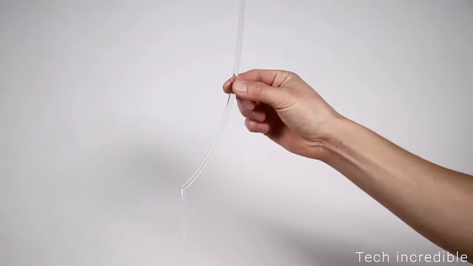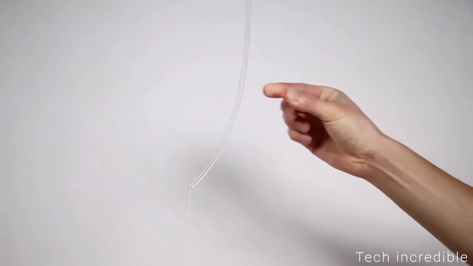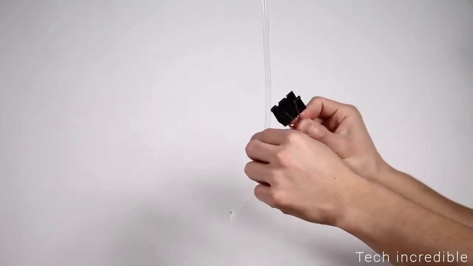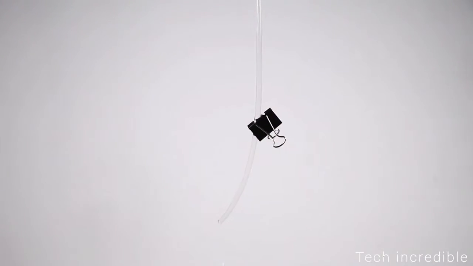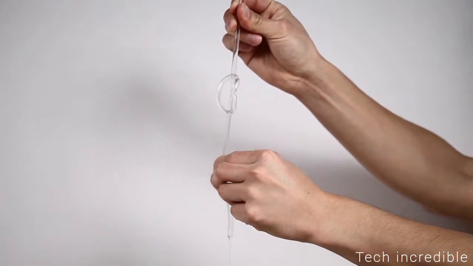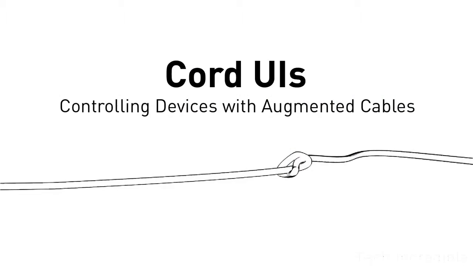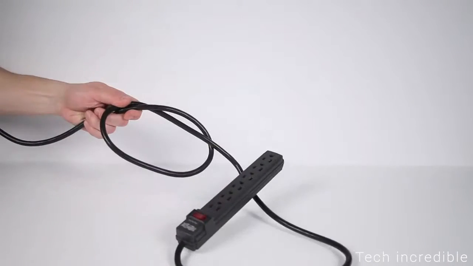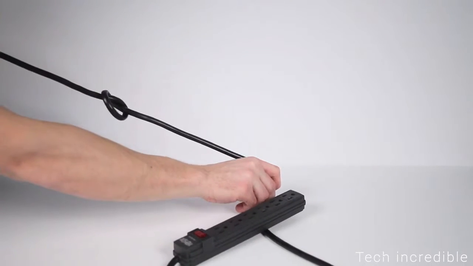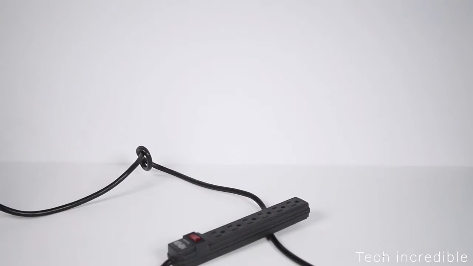In a hose, we can control the flow of water by pinching, attaching objects, or making knots. In cord UIs, we use the same interactions to control the flow of electricity through everyday cords.